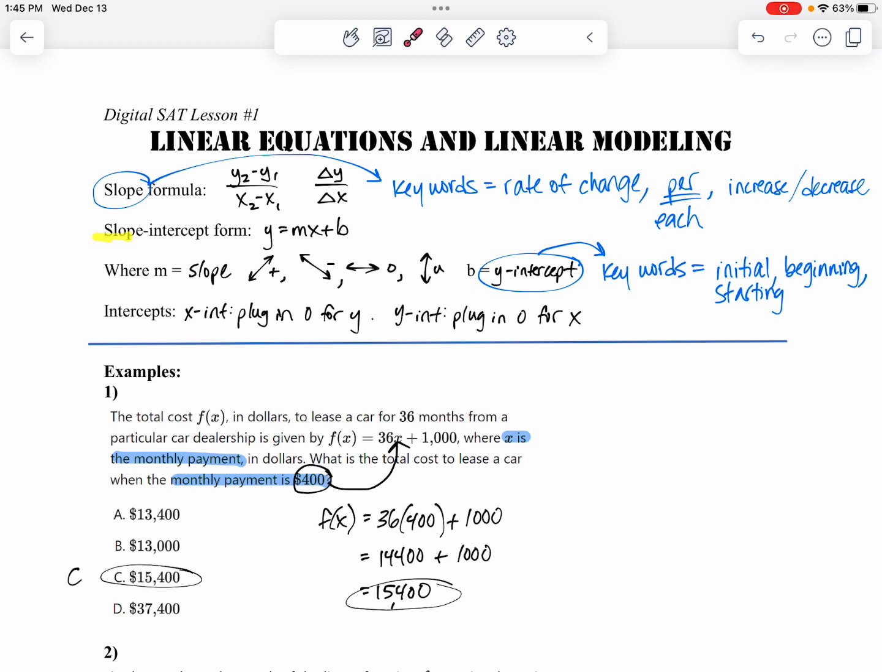What else? We have slope-intercept form, y equals mx plus b, and remember that the m is the slope, the number that's with the x, and remember that the b is the y-intercept. Some common things about slopes: if it's going up left to right, it is a positive slope. If it's going down left to right, it's a negative slope.